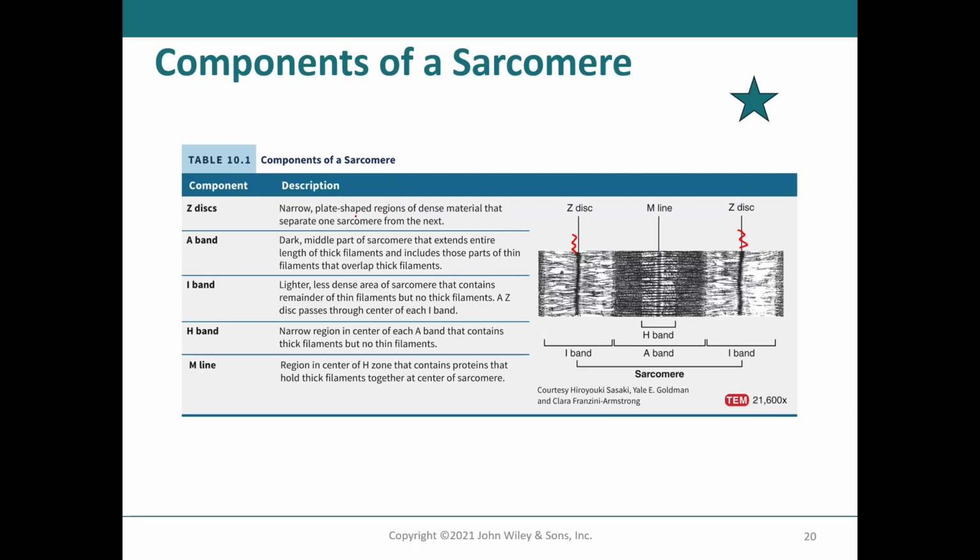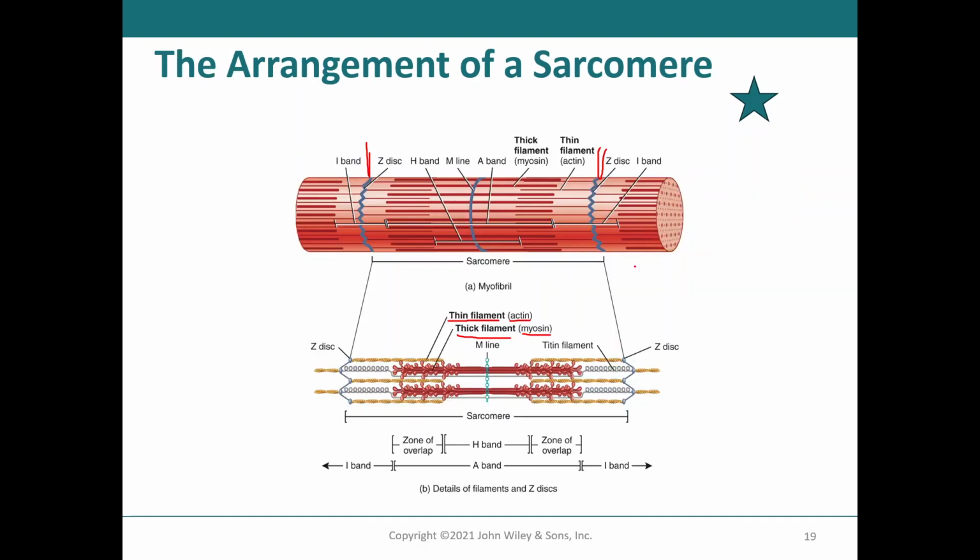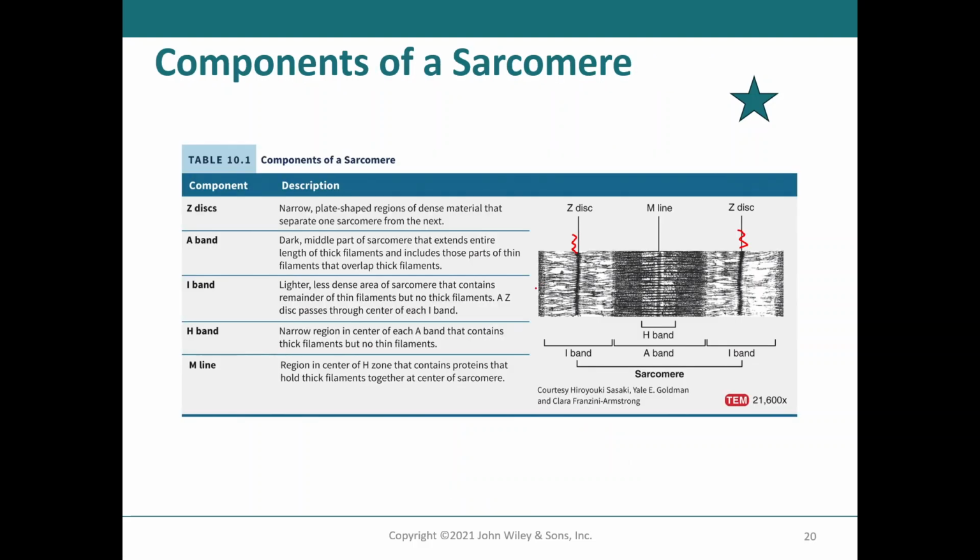These are the narrow plate-shaped regions of dense material that separate one sarcomere from the next, and they're kind of an anchor point for our thin filaments out here. And then when we look at the middle line, we're going to see an M line, and it's easily called the middle line. Easy way to remember the M line. And at the ends, we have the Z's. So middle is M, at the end it's Z, just like the alphabet.